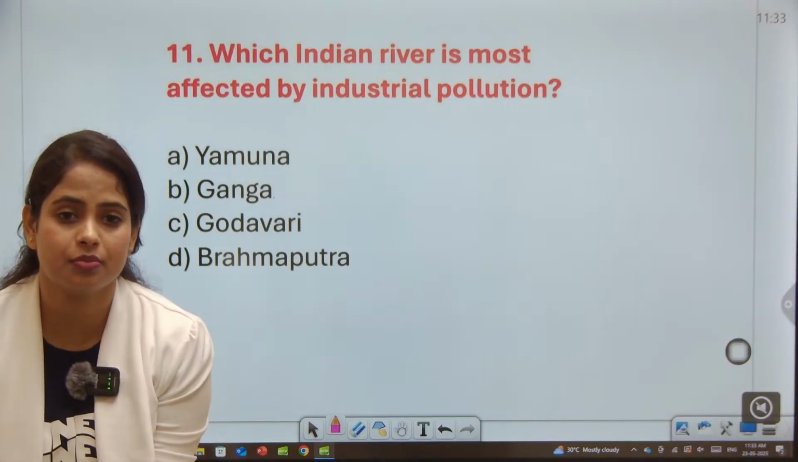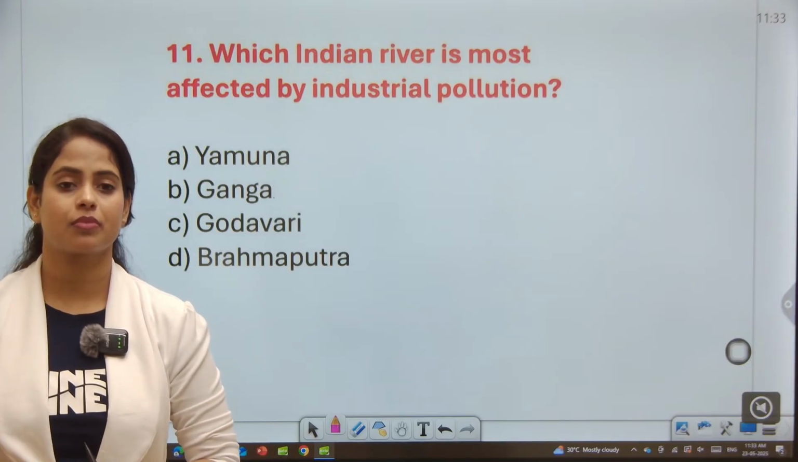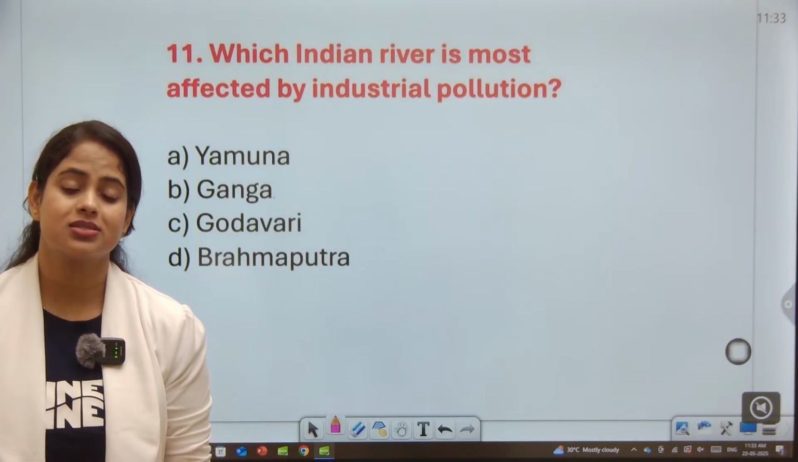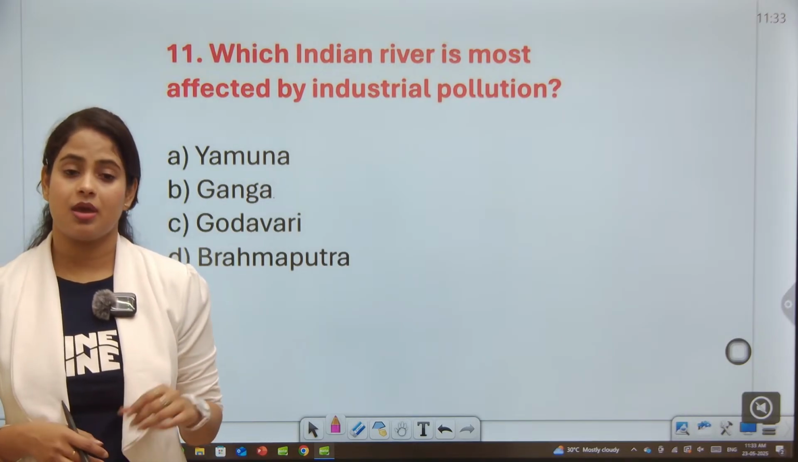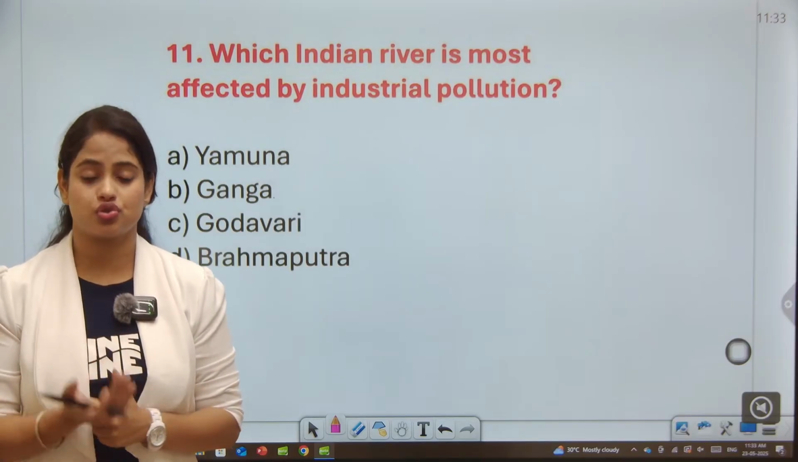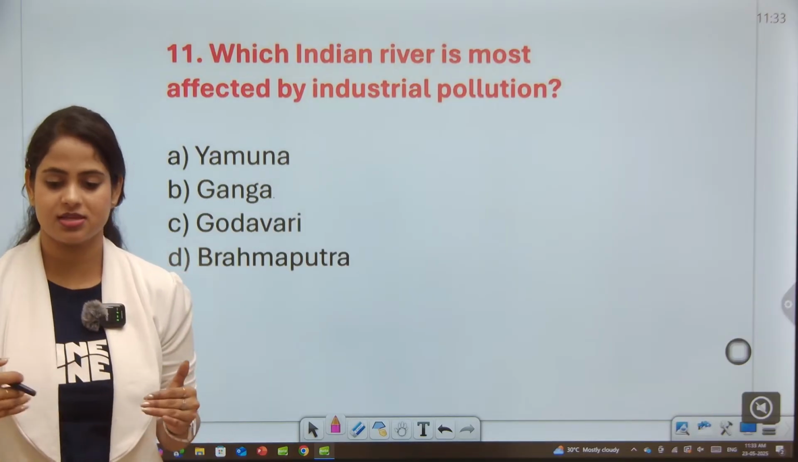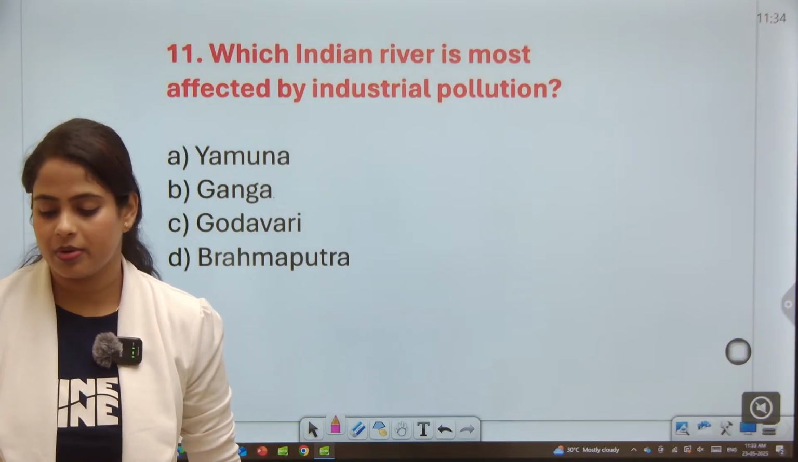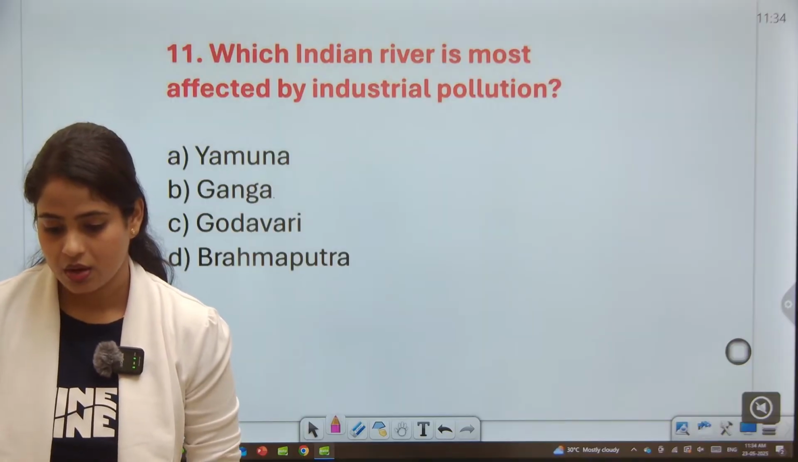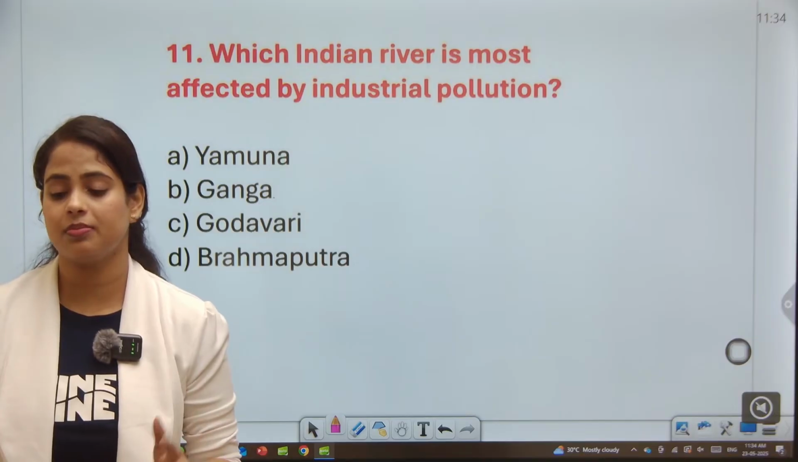Next, which Indian river is most affected by industrial pollution? There is also a scheme for it, called Namami Gange. Give the answer, then we'll say the options: Yamuna, Ganga, Godavari and Brahmaputra. What will be the right answer? Which Indian river is most affected by industrial pollution?